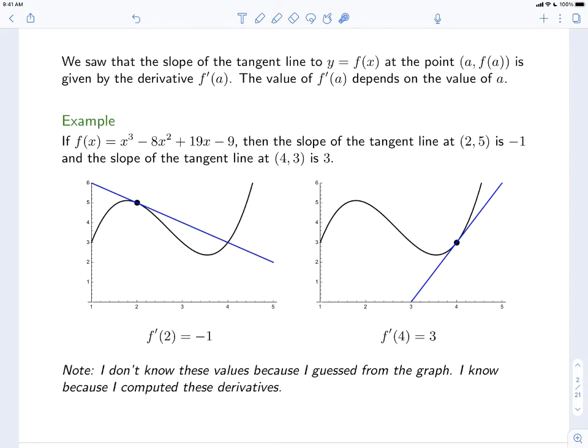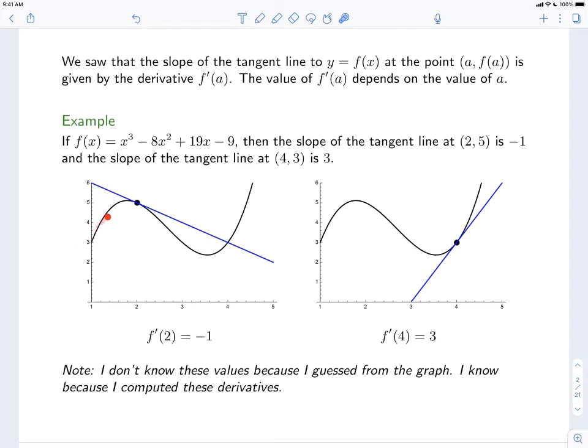As an example, consider the function f of x equals x cubed minus 8x squared plus 19x minus 9. This example was just chosen because it has a nice picture. The slope of the tangent line at the point (2, 5) is -1, and the slope of the tangent line at (4, 3) is 3.